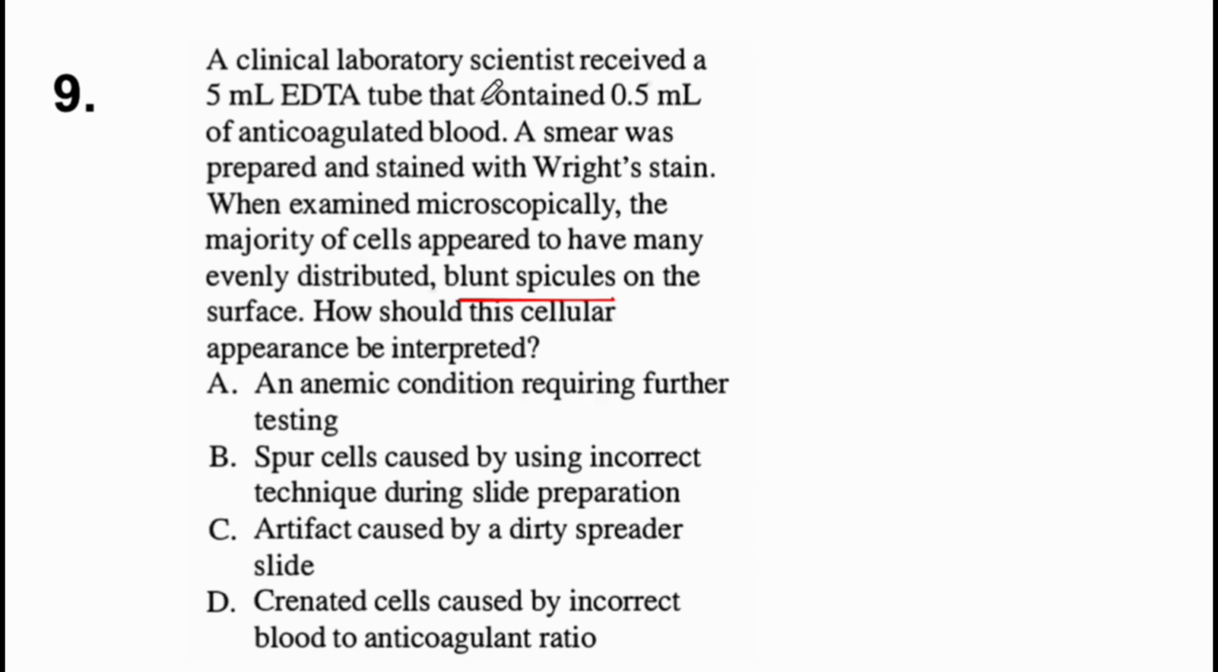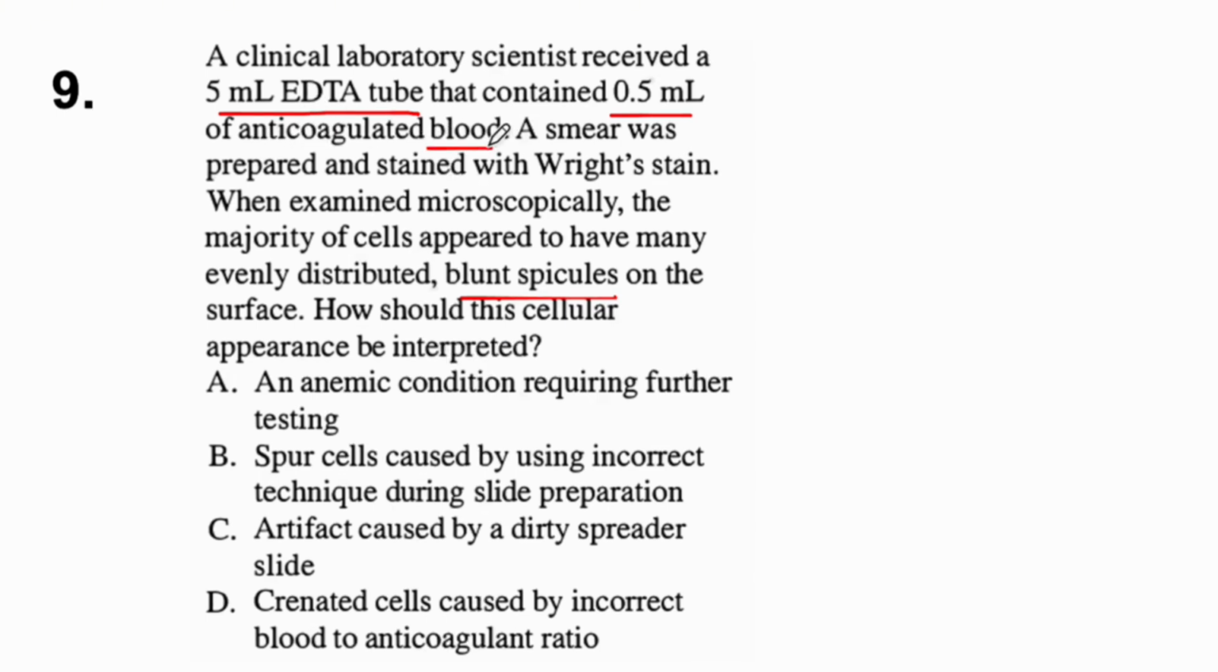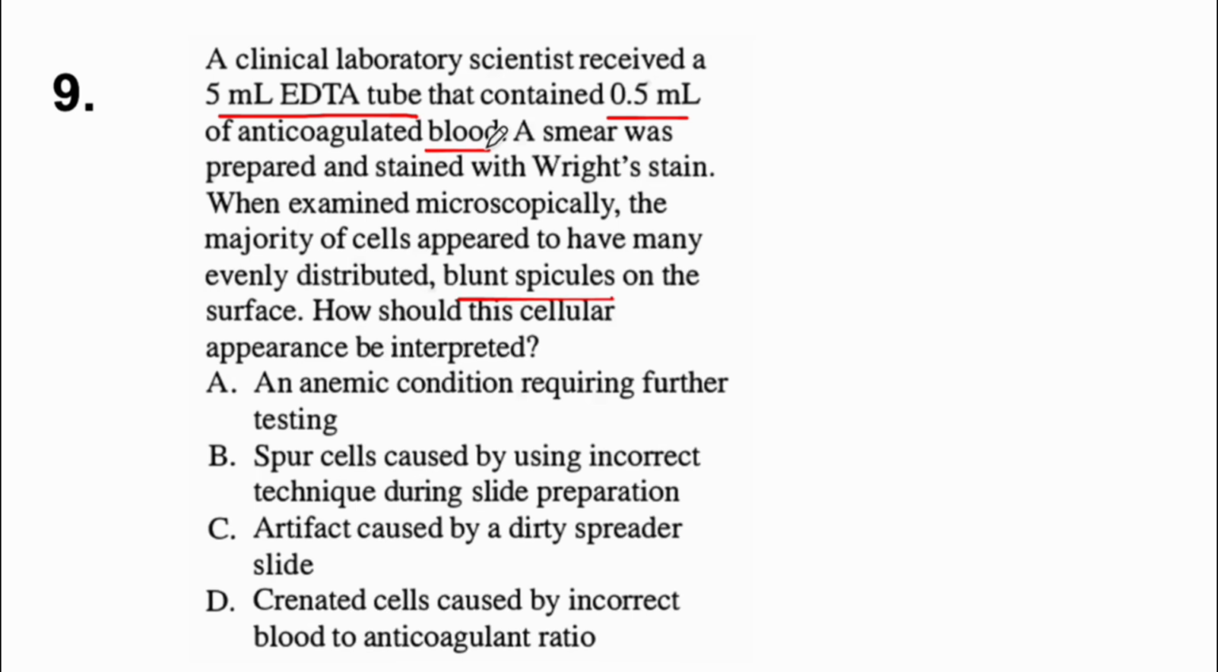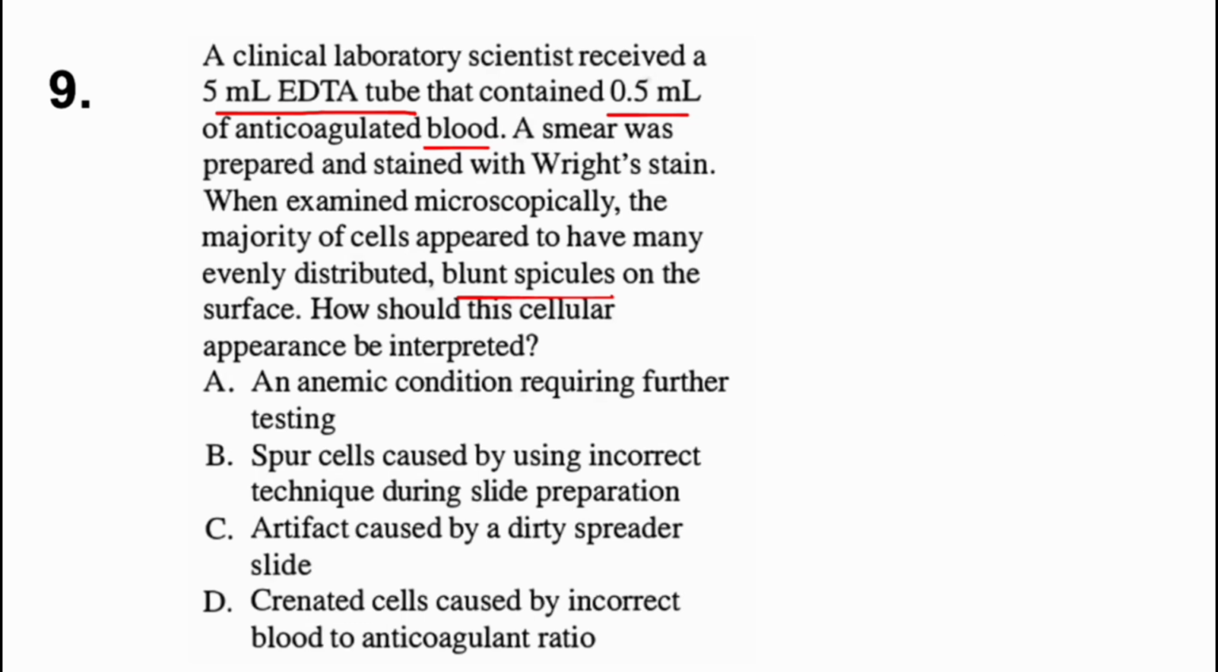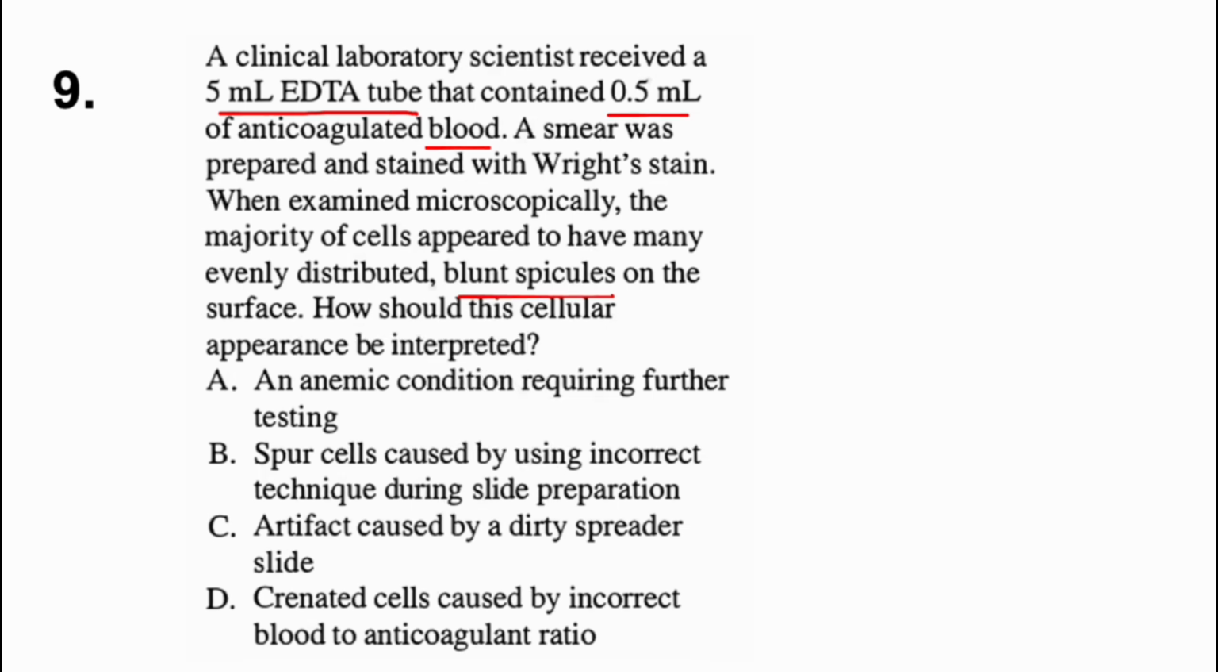The key is the 5 mL EDTA tube with only 0.5 mL of anticoagulated blood. The tube is designed to have a specific ratio of anticoagulant to blood. When the tube is severely underfilled, there is a massive excess of EDTA. EDTA is a salt, and this excess makes the plasma hypertonic. Due to osmosis, water is pulled out of the red blood cells, causing them to shrink and form the classic crenated shape. This is a very common artifact from a short draw.